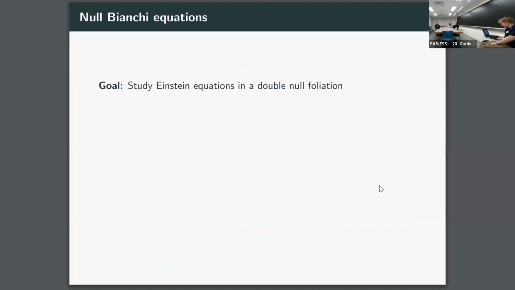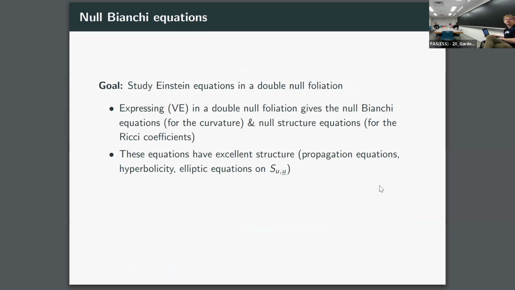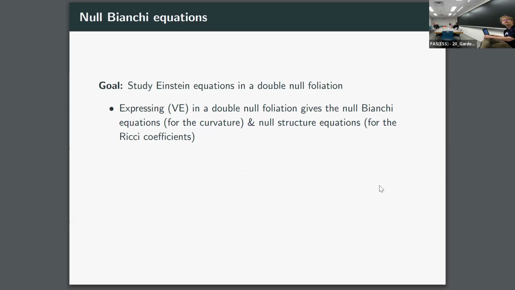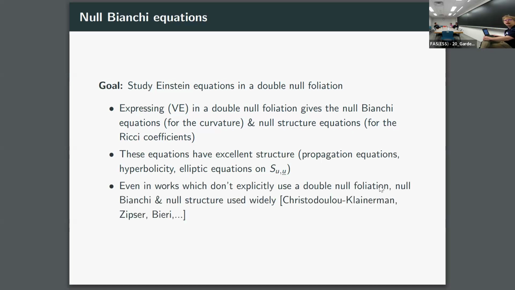So before I write them in a bit more detail, just some motivation for why we're studying these, which I've already alluded to: they're in Minkowski stability and trapped surface formation. Basically, these null Bianchi equations and the corresponding equations for the Ricci coefficients, or Christoffel symbols, have really good structure. You get these propagation equations that I've just shown you, but you also get elliptic equations on the spheres, div-curl systems, things that have really nice mathematical structure.